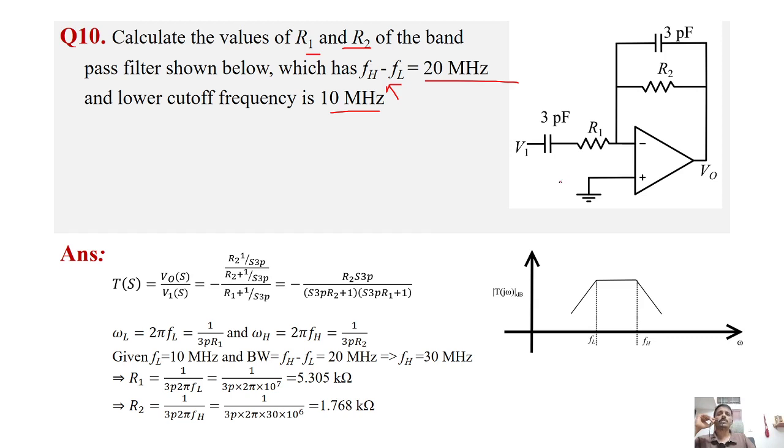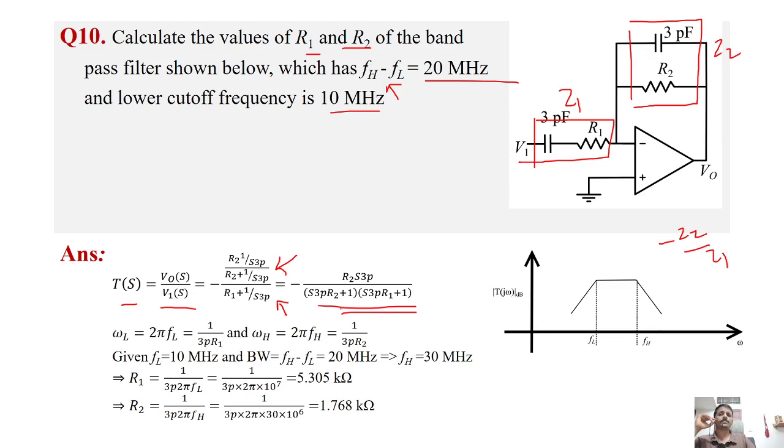For that we need to find the transfer function. T of S equals V naught of S by V1 of S, which is the impedance in the feedback, Z2, and the impedance at the input, Z1. So minus Z2 by Z1 is the transfer function. On substituting Z2 and Z1, we get a transfer function like this in terms of S. And I just explained which components lead to the lower and upper cutoff frequency.